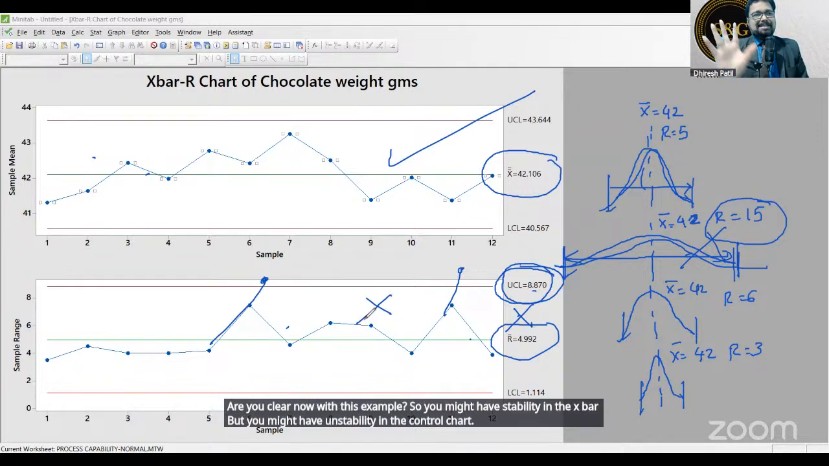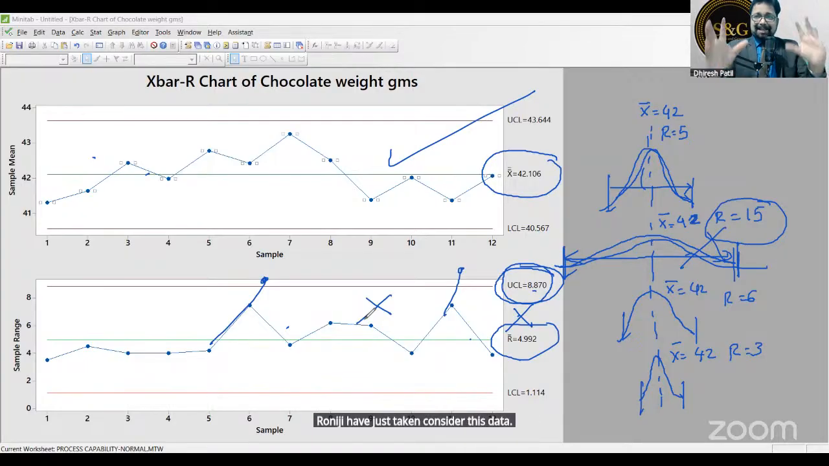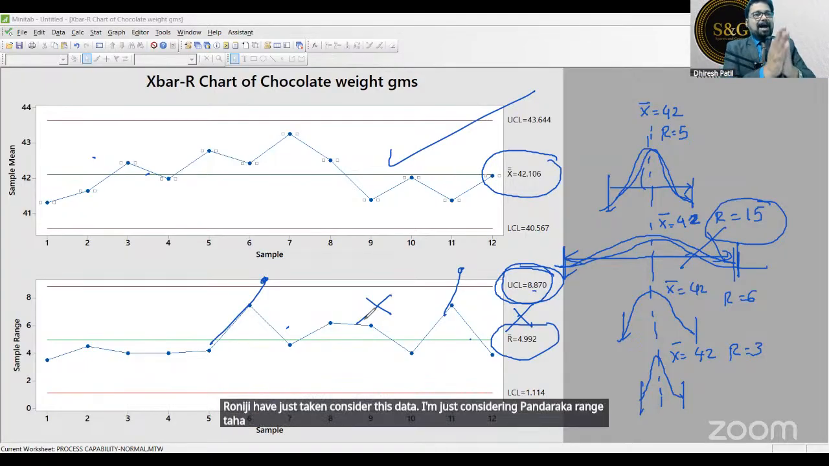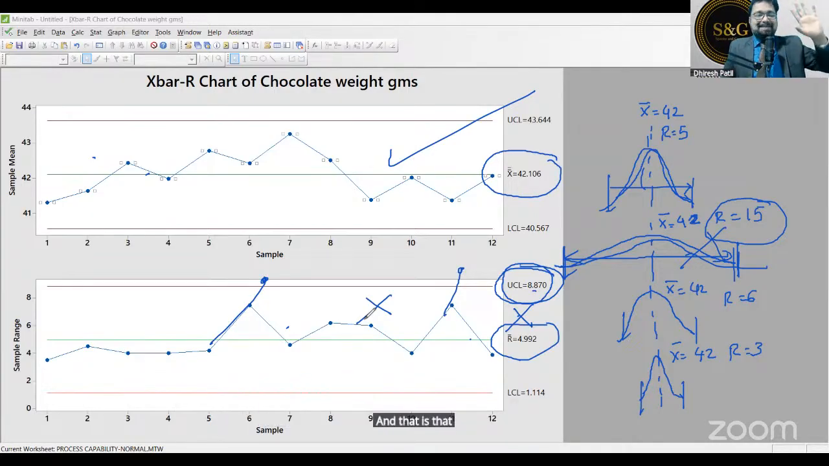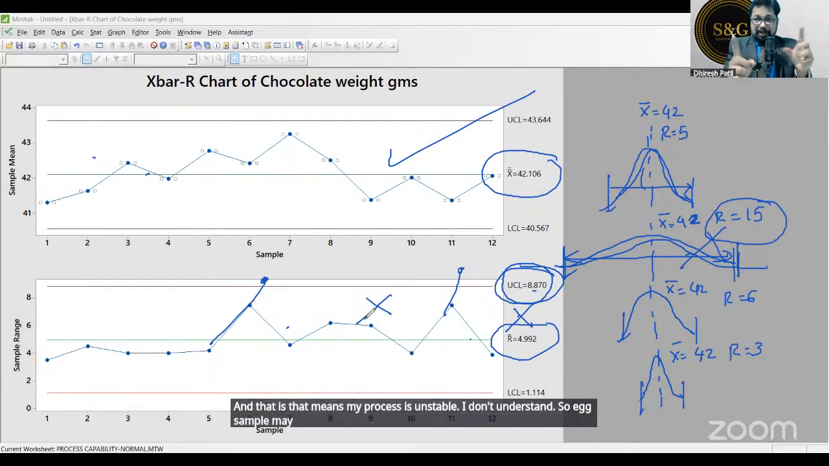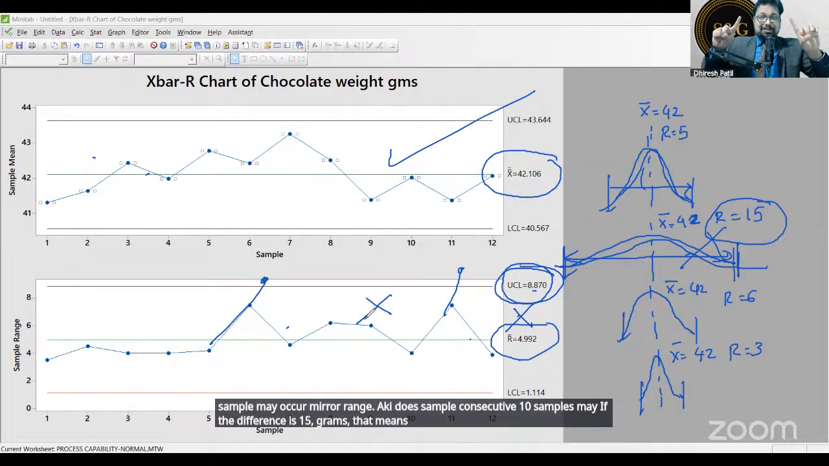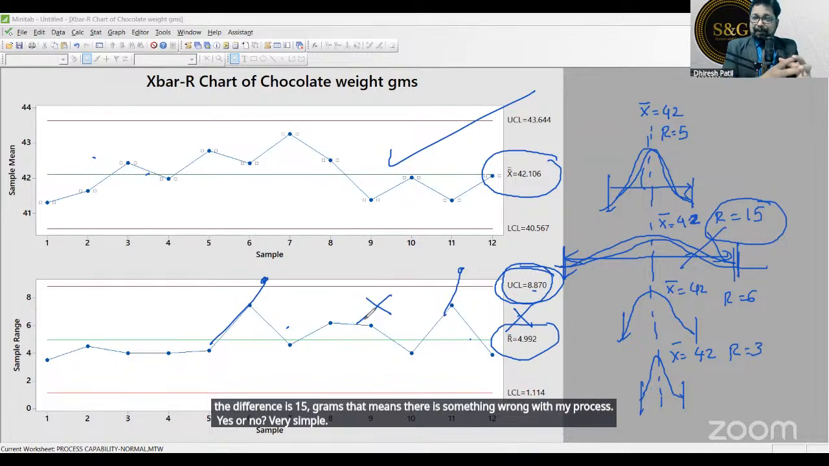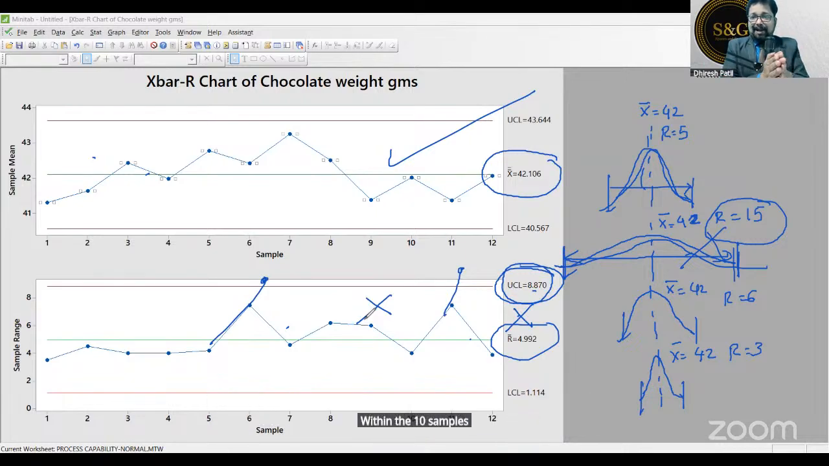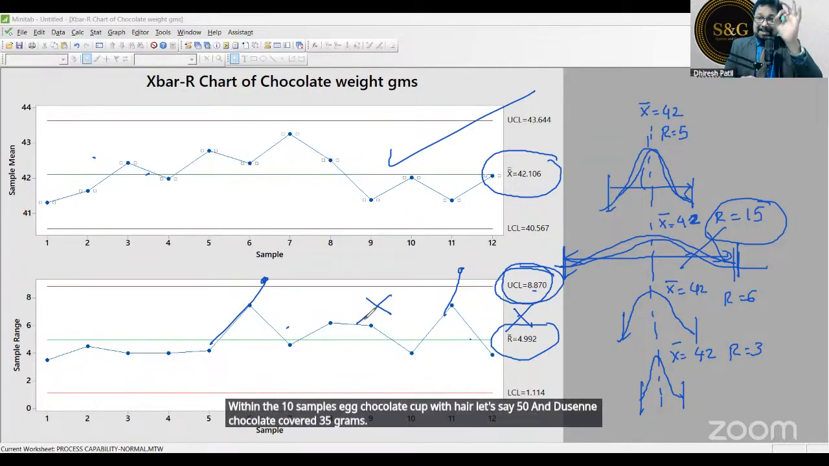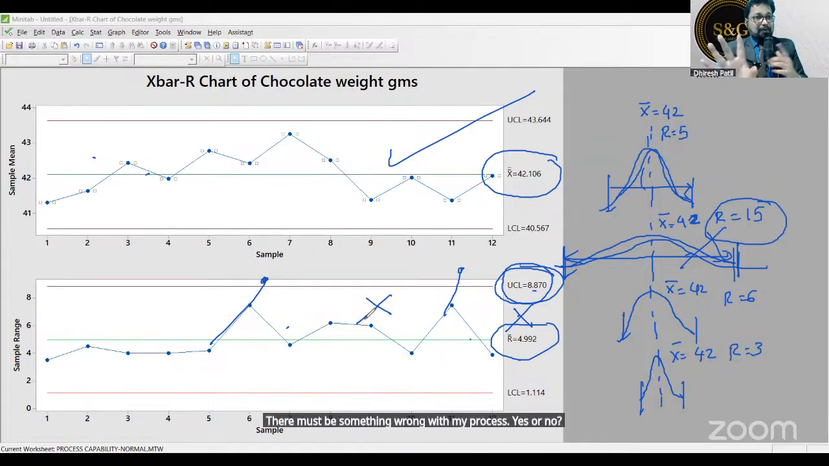Ronnie ji, I've just considered this data. I'm just considering that 15 could be a range. If the range is 15, then it will go outside the control limit. And that means my process is unstable. Are you understanding? So in one sample, if among 10 consecutive samples the difference is 15 grams, that means there is something wrong with my process. Yes or no? Very simple. Within the 10 samples, one chocolate's weight is, let's say, 50 and another chocolate's weight is 35 grams. There must be something wrong with my process. Yes or no? Are you understanding this?